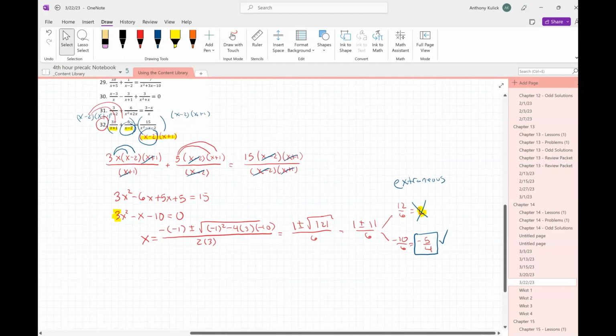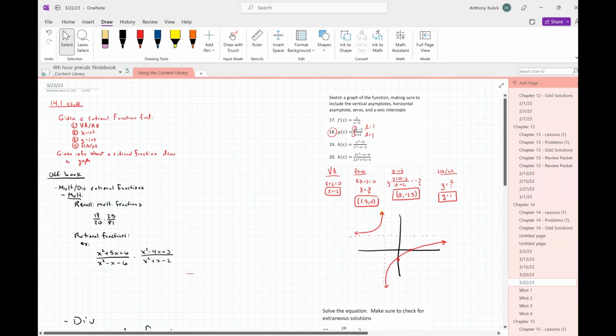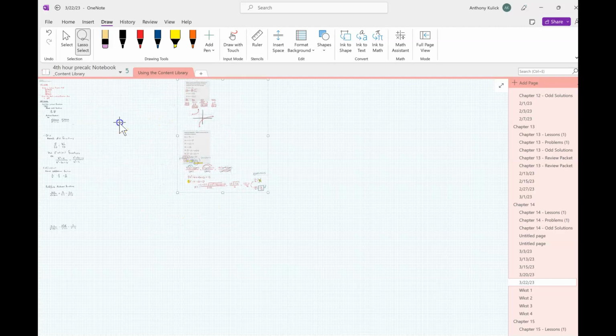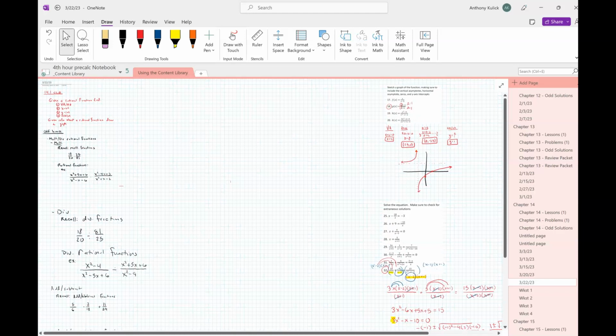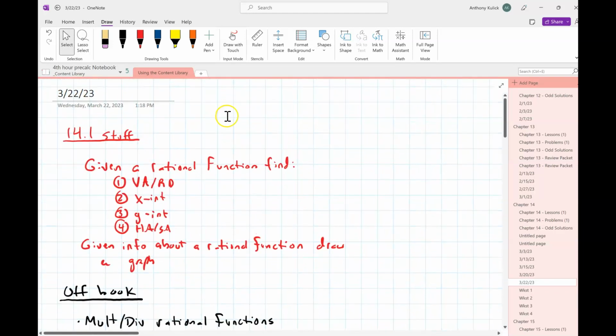Okay, let's start in with today's stuff. Friday, we're going to plan on doing the homework quiz. Homework quiz is going to be on the 14.1 stuff on Friday.